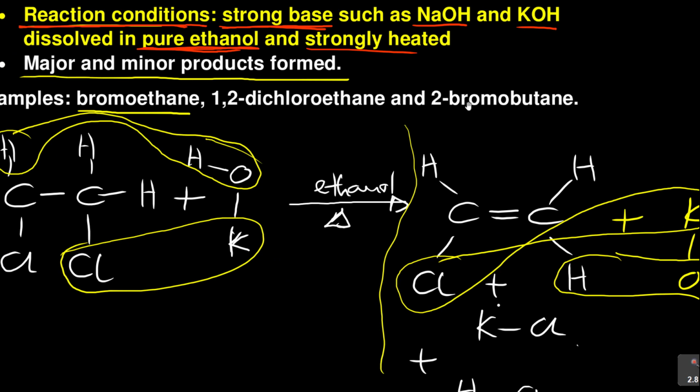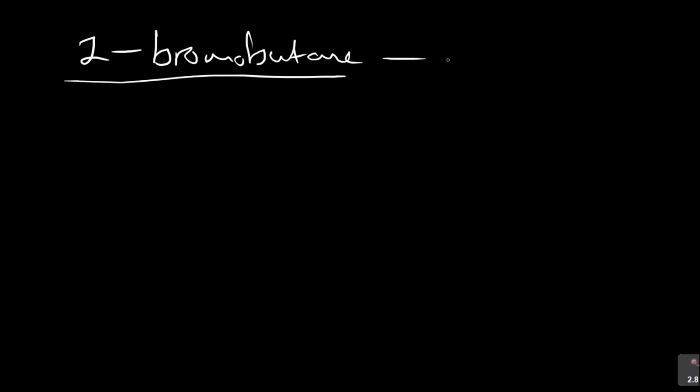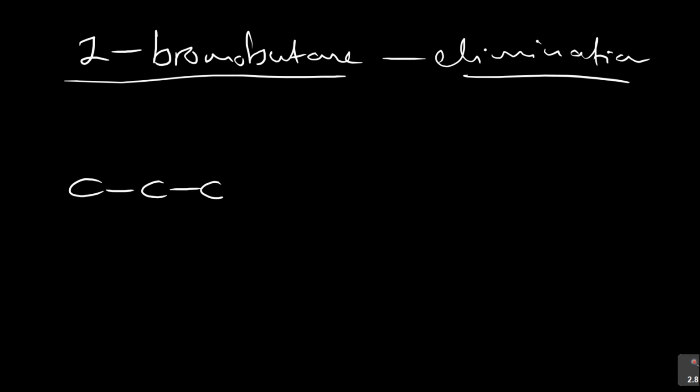What about this one? 2-bromobutane. Let me do it here. You want to do a reaction of 2-bromobutane, and then you want to do an elimination reaction. Remember, it's dehydrohalogenation. So look at this. Let me draw this 2-bromobutane. It's 1, 2, 3, 4. So I can make it here to say, this is 2. Then the rest is hydrogens. So this is 2-bromobutane.